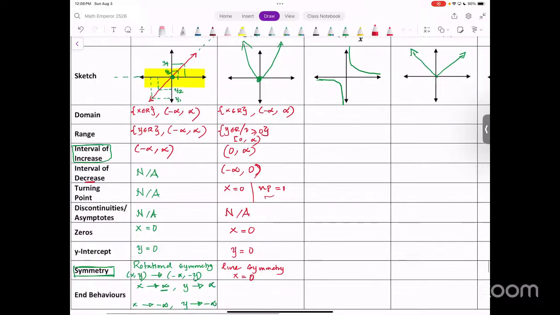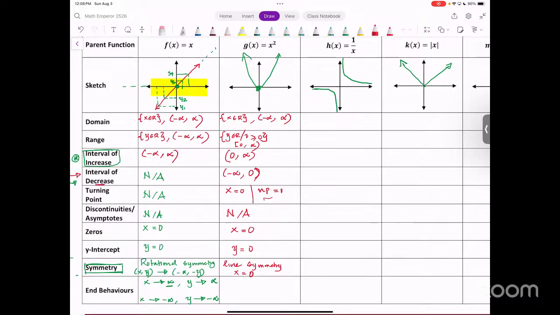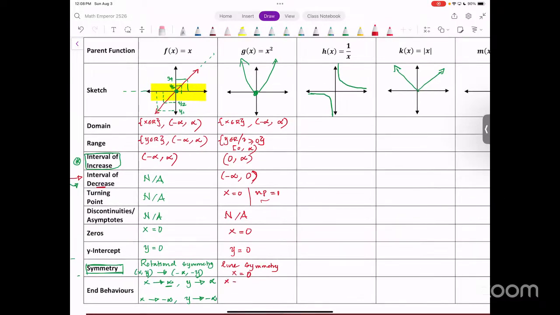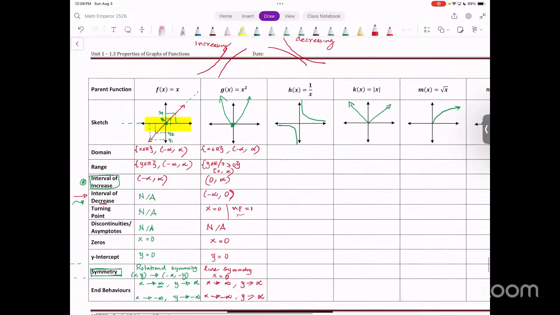End behavior. So let's see, Kevin, what is the end behavior? When x goes to positive infinity, and when x goes to negative infinity, what's happening to the y? Positive infinity. Both sides go to positive infinity. The graph goes like that, isn't it? All right.